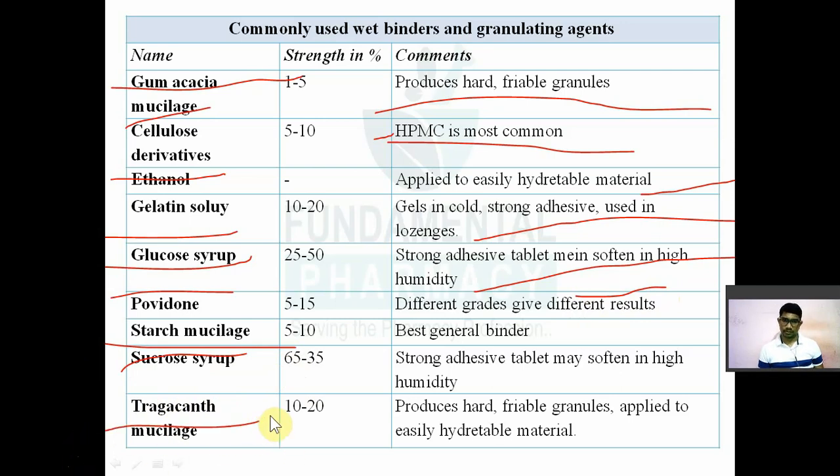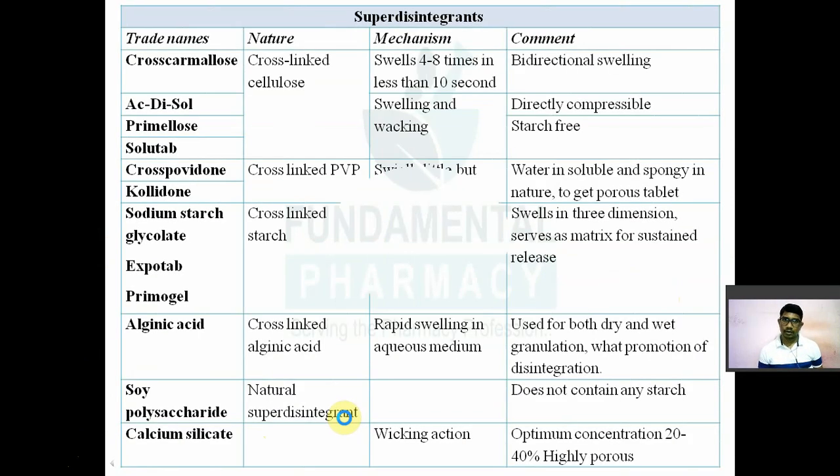Tragacanth mucilage again produces hard, friable granules. It is also used for hydratable material. Okay. Now next, super disintegrants. It is a very important part.